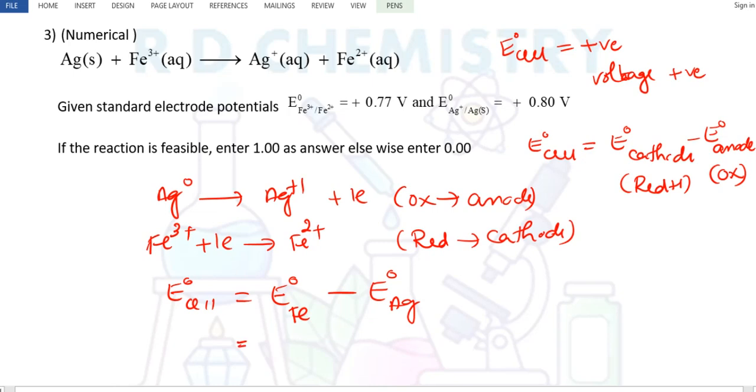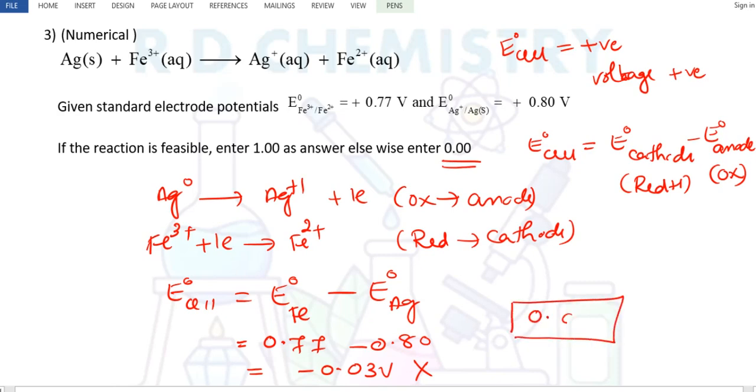The iron SRP value is given. How much is it? 0.77 minus that of silver, which is given as 0.80. So E naught cell is equal to minus 0.03 volts, and minus 0.03 volts is not possible because it is a non-spontaneous reaction. Therefore the reaction will not take place, so I should enter the answer as 0.00. So the answer should be 0.00, since this reaction doesn't take place and doesn't give a positive voltage, right?